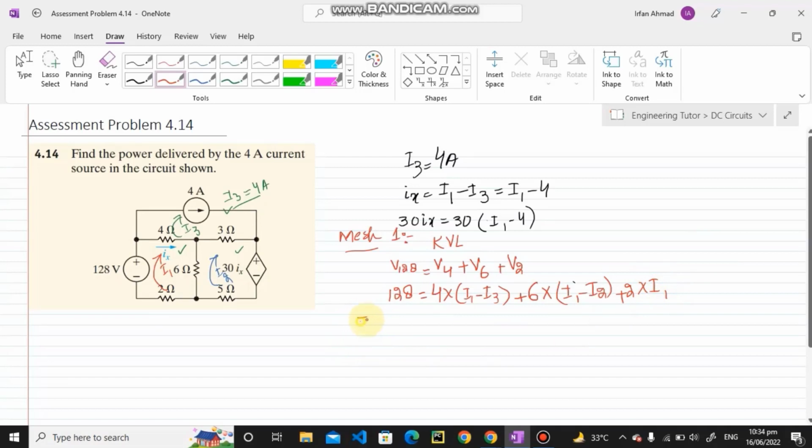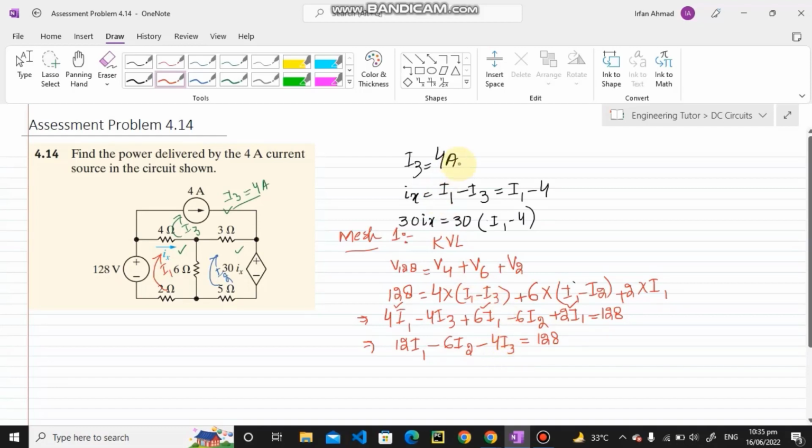Okay, so now again simplifying it, I will get 4 I1 minus 4 I3 plus 6 I1 minus 6 I2 plus 2 I1. This is equal to the 128. Now adding the relevant terms, 4 I1 plus 6 I1 plus 2 I1, this is 12 I1. Similarly, it will be minus 6 I2 and minus 4 I3, this is equal to the 128.